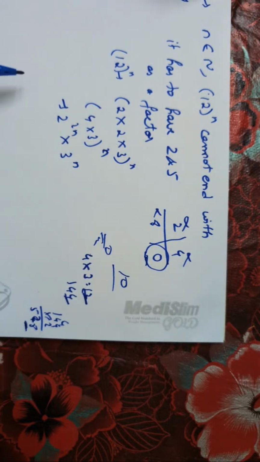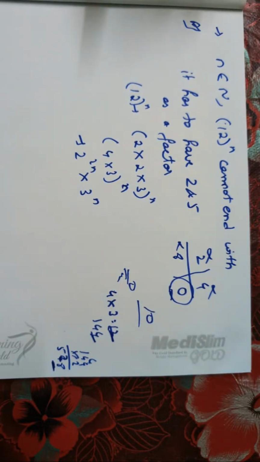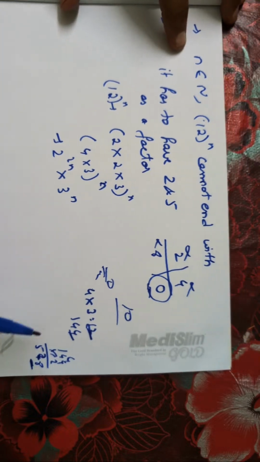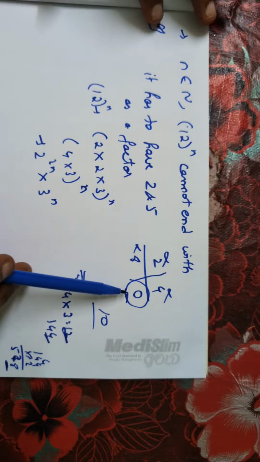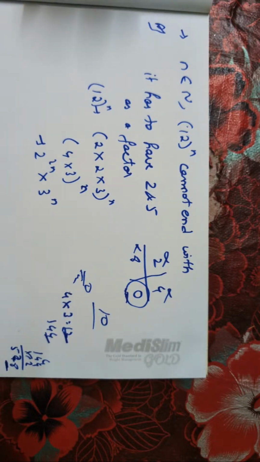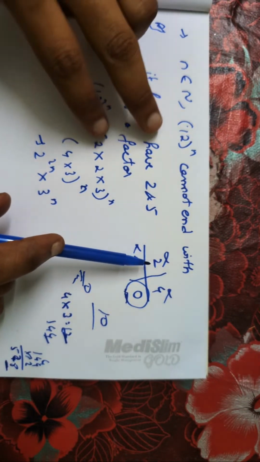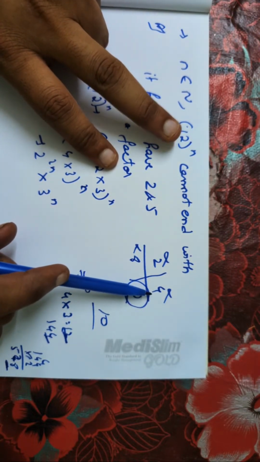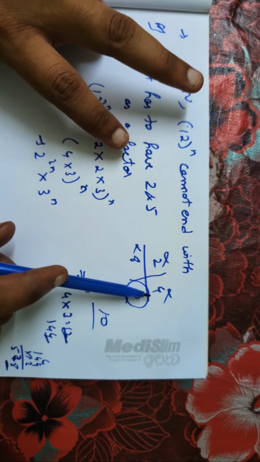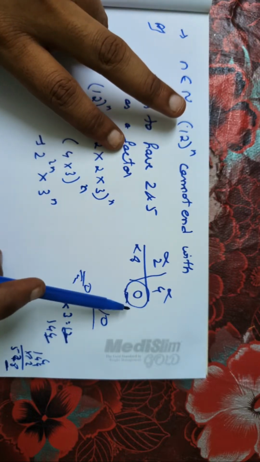Whereas it will not end with 0 because it doesn't have a factor of 5. So at least if you try n as 1, 2 or 3, you will definitely be able to understand where it ends. For 0 it will not end, because it doesn't have a 5 factor. Here itself you can see that if you keep n as 1, it ends with 2. If you keep n as 2, it ends with 4. If you keep n as 3, it ends with 8. So it will not end with 0 in any case.